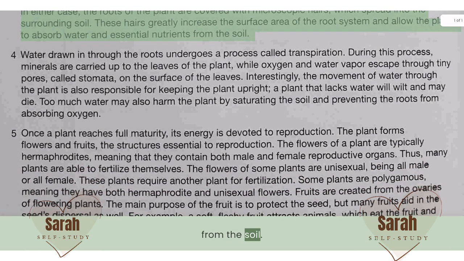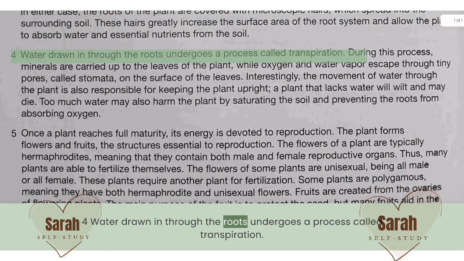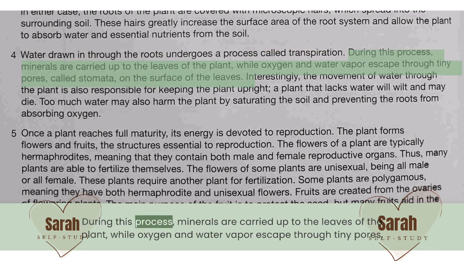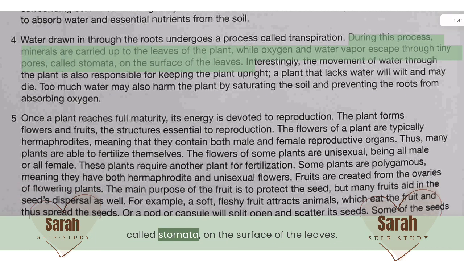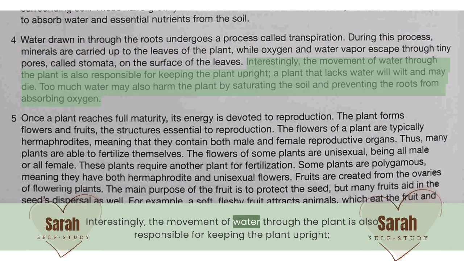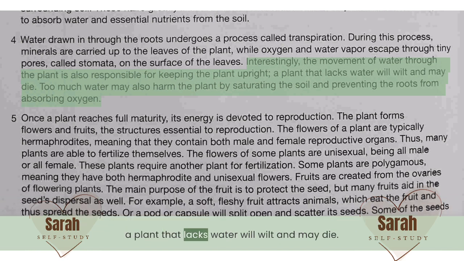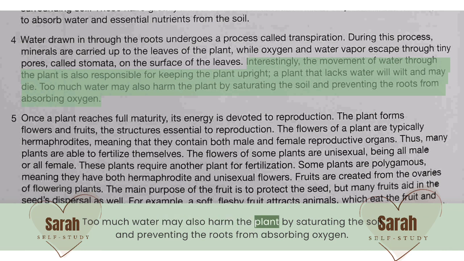nutrients from the soil. 4. Water drawn in through the roots undergoes a process called transpiration. During this process, minerals are carried up to the leaves of the plant, while oxygen and water vapor escape through tiny pores, called stomata, on the surface of the leaves. Interestingly, the movement of water through the plant is also responsible for keeping the plant upright. A plant that lacks water will wilt and may die. Too much water may also harm the plant by saturating the soil and preventing the roots from absorbing oxygen.